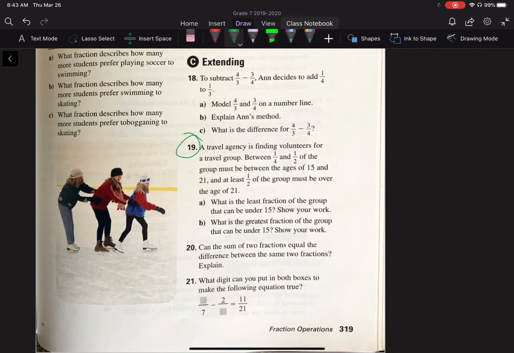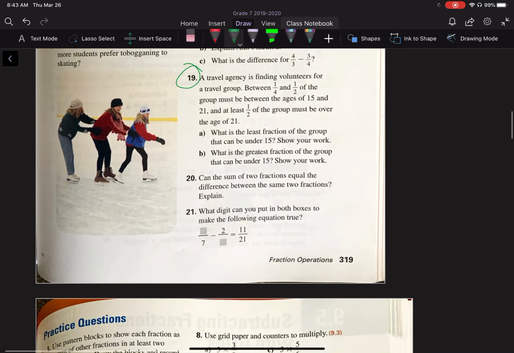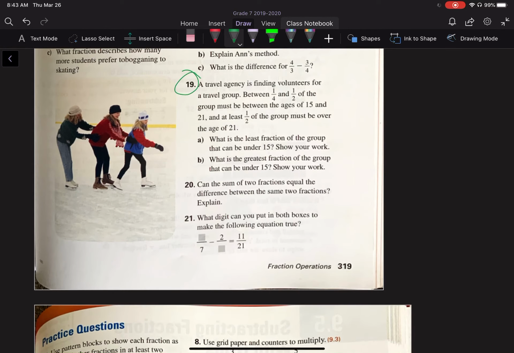Let's do number 19. A travel agency is finding volunteers for a travel group. Between a quarter and a half of the group must be between the ages of 15 and 21, and at least half of the group must be over the age of 21. What is the least fraction of the group that can be under 15?